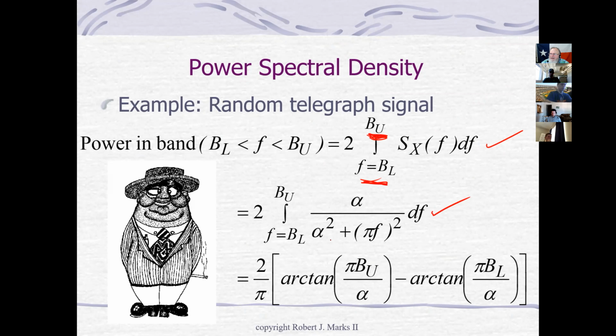Now you might or might not remember, but this thing integrates to an arctangent. And so what we get is the arctangent of the upper limit minus the arctangent of the lower limit, with a little bit of finesse. Hopefully with your background in calculus, you can do that. So that is the amount of power in the random telegraph signal that exists between the lower and the upper limit.